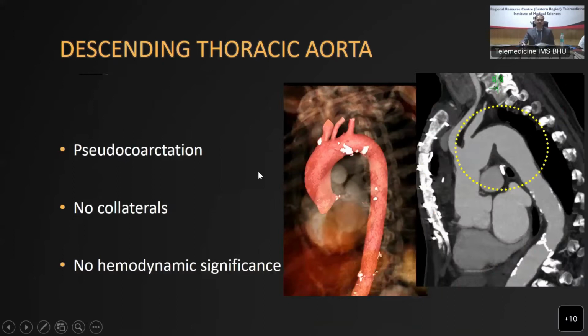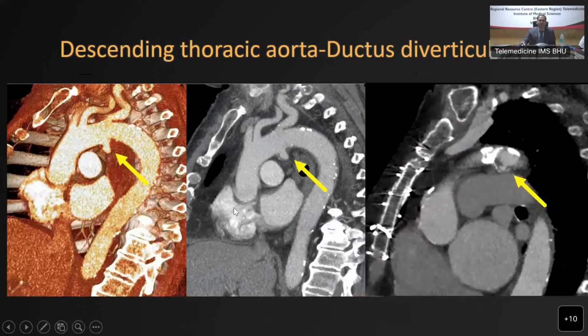But first, pseudo-coarctation. Pseudo-coarctation is a little bit of indentation. I've placed a picture of normal-looking aorta here for reference. How do we know it's not a hemodynamically significant stenosis? That is because we do not see any collaterals here, absolutely. And then the narrowing is also very minimal. The ductus diverticulum is actually a diverticulum thought to be congenital in origin arising from the inferior aspect located at the level of aortic isthmus.